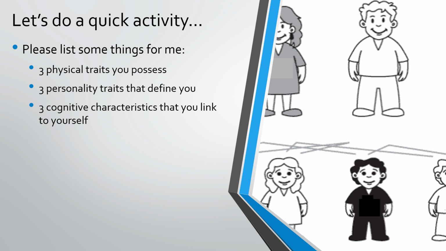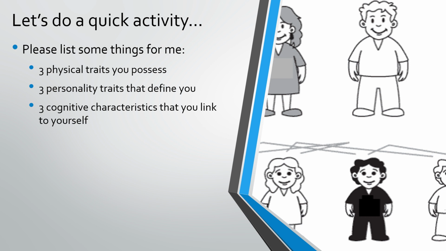And then after that, I want you to think of 3 things that really define you in terms of your personality. It could be that you're humorous or outgoing or sensitive or whatever. Think of those 3 personality traits, and then after you've done that, think of 3 cognitive characteristics that you link to yourself. Maybe you're somebody that's easily distractible, or you love to explore creative stuff, or you're really good at math, or you have a preference for reading. Whatever it is, think of things that define your mind.